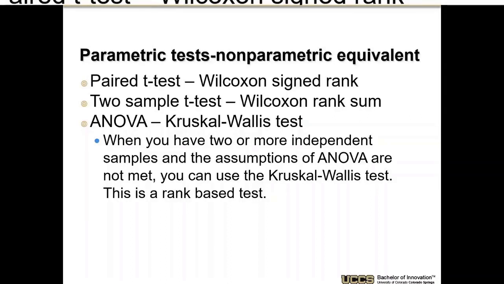ANOVA has the Kruskal-Wallis test, right? So when you have two or more independent samples and the assumptions of ANOVA are not met, you can use the Kruskal-Wallis test. It's a rank-based test. However, the KW test needs a whole lot more data because it's not making assumptions, and because I have more than one variable, the number of interactions grows, so does the loss of efficiency. So this one I don't use nearly as much because very often when I'm doing multidimensional stuff, I don't have enough data, so I'll use ANOVA.